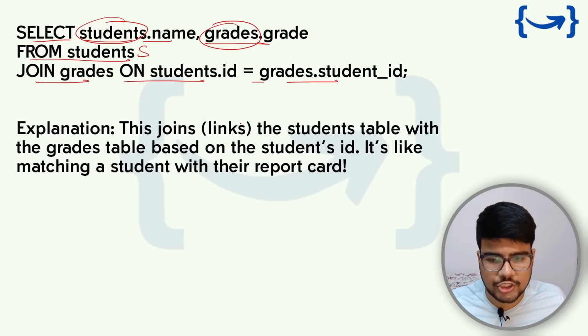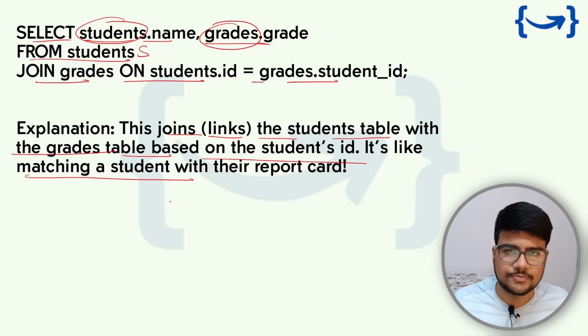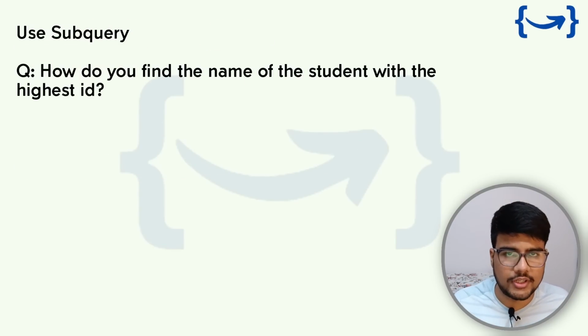Fantastic. So the explanation: this join links the students table with the grades table based on the student ID. It's like matching students with their report card. Fantastic. Next, use of subquery.